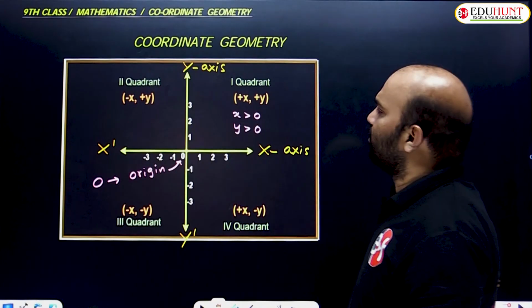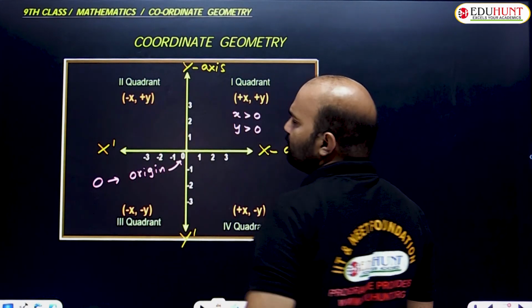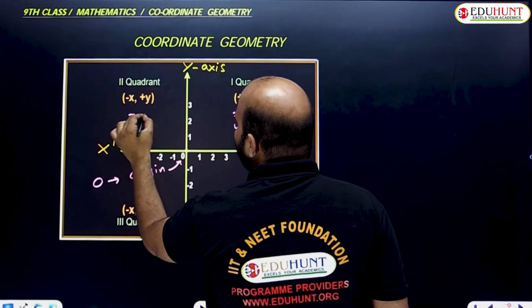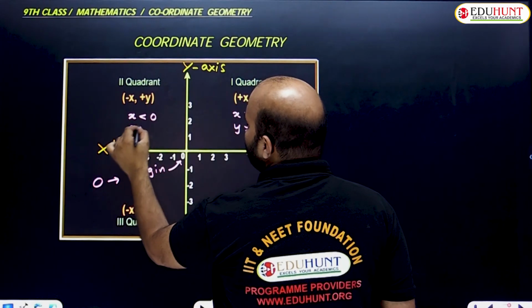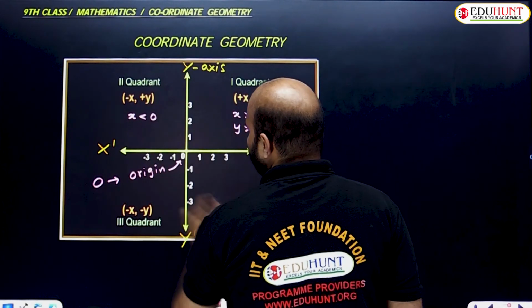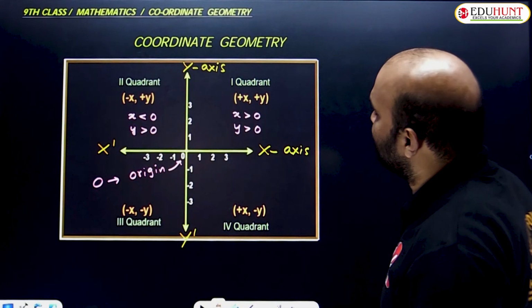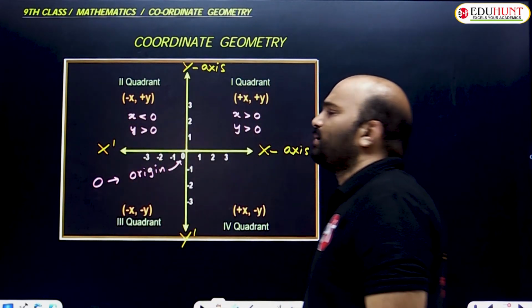So let us go to quadrant 2. Here x is negative and y is positive. We need to understand that x is less than 0, the set of all negative values, but y is positive, nothing but y greater than 0. All negative x values and all positive y values lie in the second quadrant.